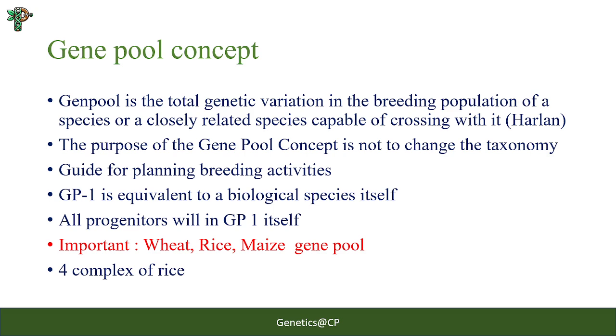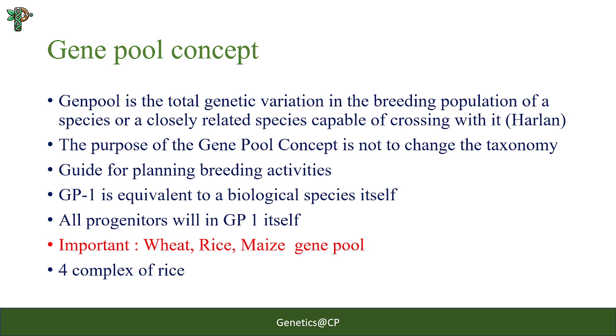These gene pools are not made to change any taxonomic order of the species. It does not mean that in GP1 different species are present, or that this particular GP1 group is a separate taxonomic group. It's nowhere related to taxonomy. You are not changing any taxonomic concept. It is just made for the breeder's convenience, for example, whether two species are easily crossable or not.